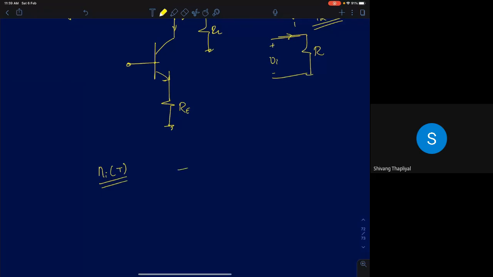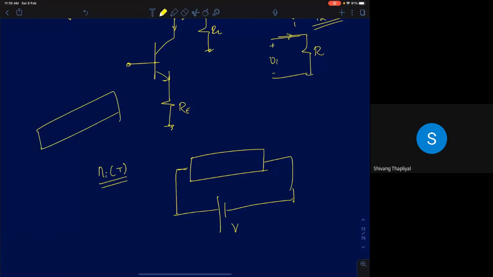So if I take a bar of silicon, pure intrinsic silicon, and I'm applying a voltage. Let's assume I have a metal, and a metal has an atomic density, atoms per centimeter cube. I'm going to give you a number. Let's assume you have a metal with one valence electron. The metal has only one valence electron.